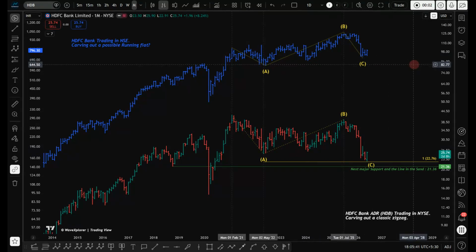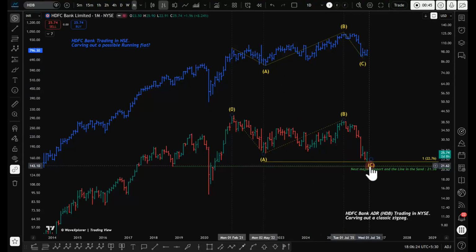Hello everyone. Today we are looking at an educational case study on how currency fluctuations can completely distort the geometry of a chart. On my screen, I have overlaid two different listings of the exact same company, HDFC Bank. The red and green candles at the bottom here represent its US listing as ADR, the American Depositary Receipts, trading at the New York Stock Exchange, and the blue line on the top represents the native listing on the National Stock Exchange, the NSE in India.